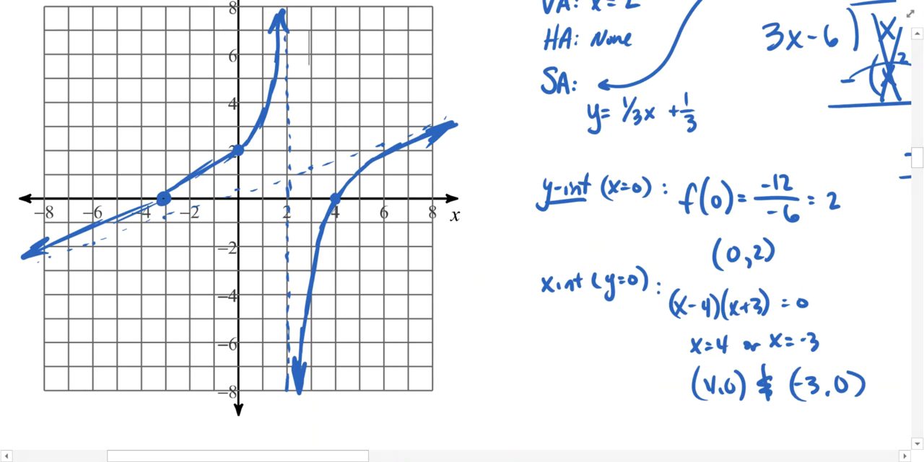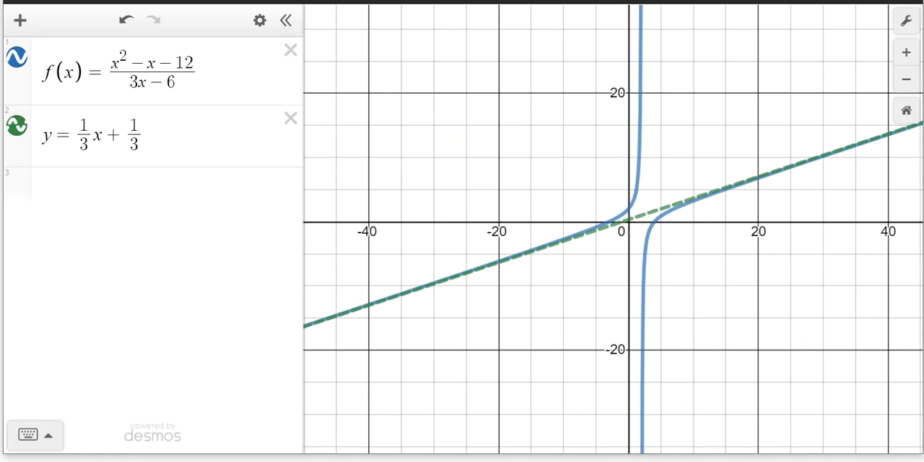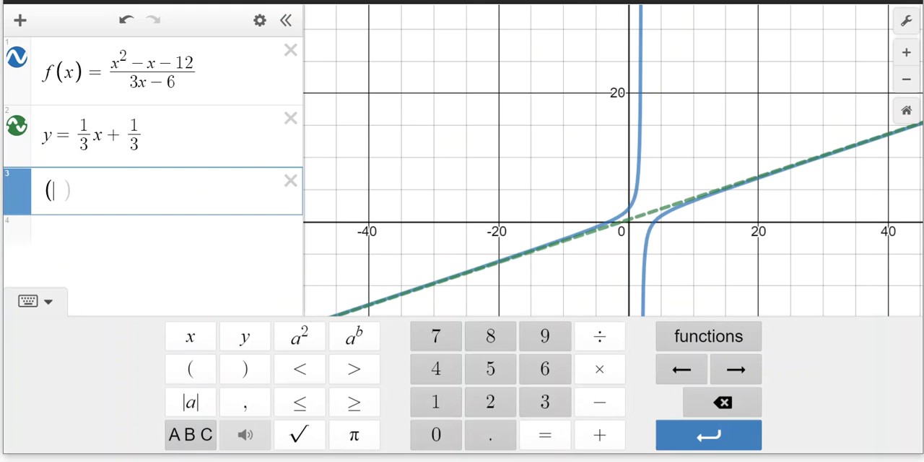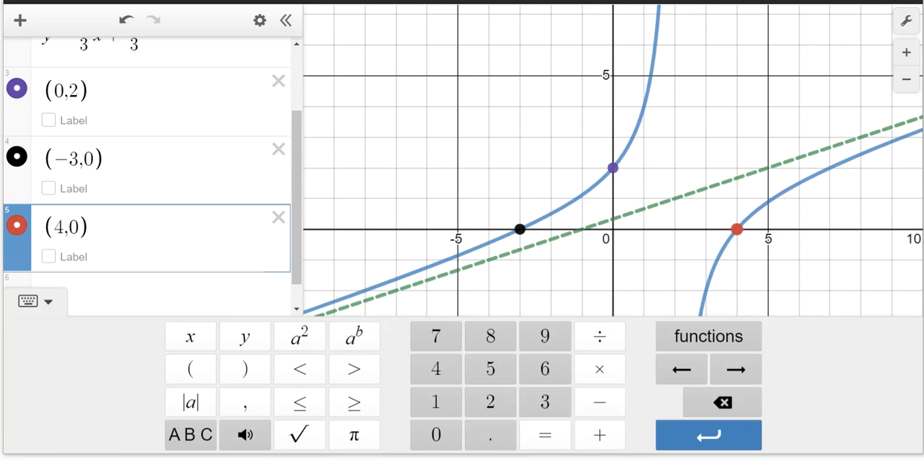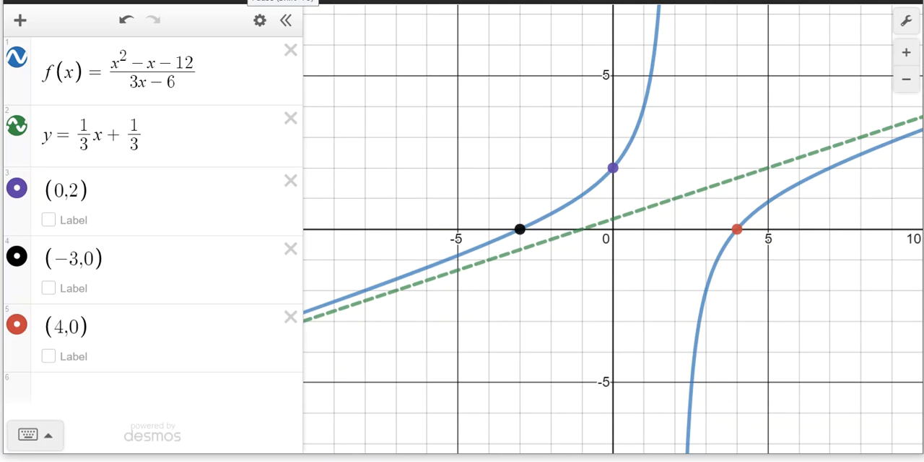Lastly, I'll also point out that Desmos does graph points pretty clearly and easily as well. So we can use Desmos to check our coordinates here too. So we had a y-intercept at (0, 2). And that dot does appear to be on the graph. And the other 2 coordinates, (negative 3, 0) and (4, 0), our x-intercepts, they appear to fall on the graph as well.